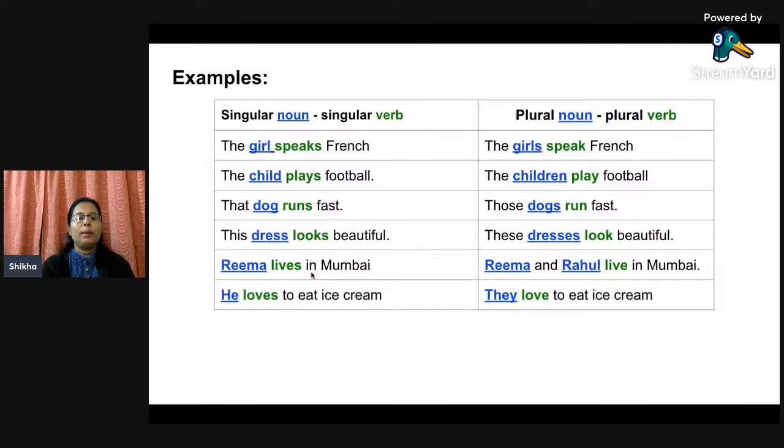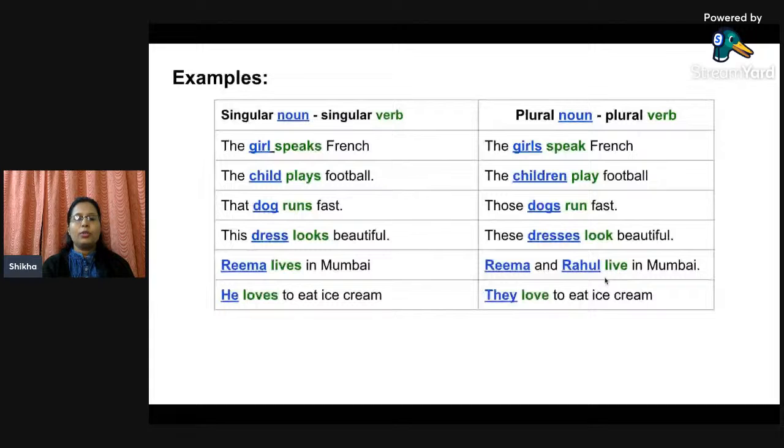Now here, Rima and Rahul. Here there are two proper nouns joined by and. So here we are talking about two people, hence it is plural. So Rima and Rahul live in Mumbai. As the noun is plural, in the same way our verb is also plural.